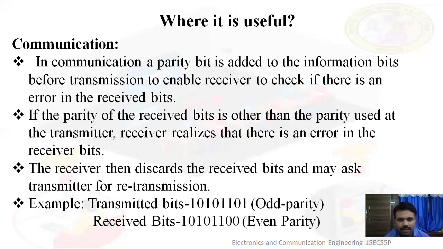Example, transmitted bits are like this: 1010, 1101. That is odd parity we are using. You can check that the number of ones is 5, which is an odd number, so we call it odd parity. Then received bits are like this: 1010, 1100. You can see that the number of ones is 4, which is even parity, and the transmitter parity and receiver parity are not matching, so the receiver thinks that there is an error.